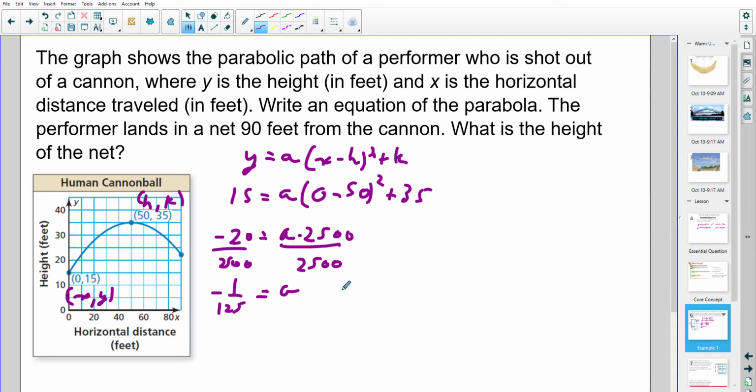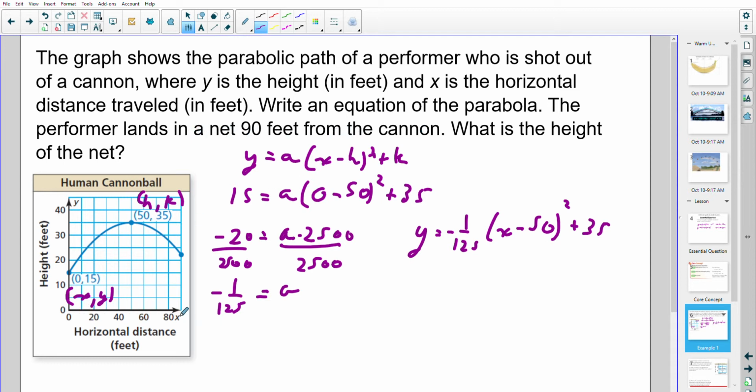Now, at this point, you can substitute that a back in, substitute your vertex back in, and you have your general equation. So the general equation is y equals negative 1 over 125 times (x minus h, which is 50) squared plus 35. Now, the second question is, the performer lands in a net 50 feet from the cannon.